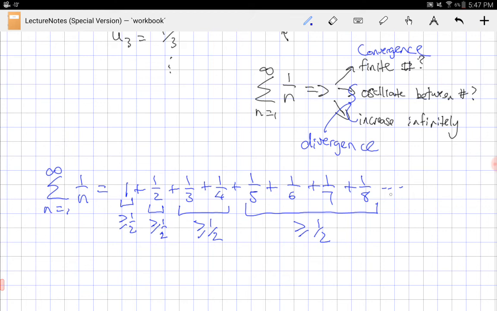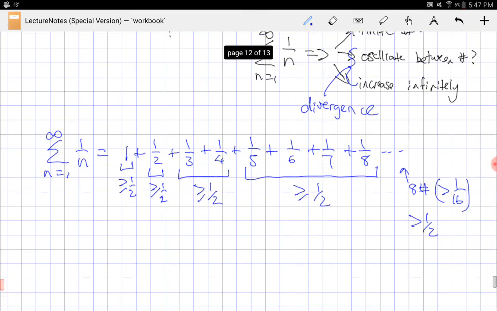So this is with four numbers, and then the values from 9 through 16, 9, 10, 11, 12, 13, 14, 15, 16, will produce 8 numbers that are each greater than 1/16. And so if 8 numbers are each greater than 1/16, then in total they will be greater than 1/2. And we can do this for all the numbers that follow.